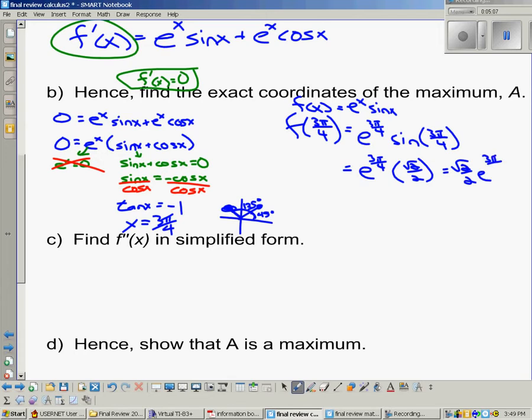So all I'm doing here is finding the corresponding y value that goes with that x of 3 pi over 4. Okay, so the coordinates then would be an x value of 3 pi over 4 and a y value of root 2 over 2 e to the 3 pi over 4. If this were a paper 2 question, I hope that you'd just use the max function on your calculator. Okay. So this could also be written as 1 over root 2 e to the 3 pi over 4.